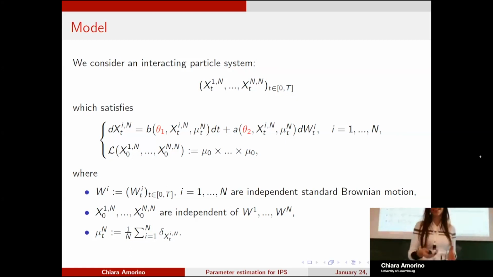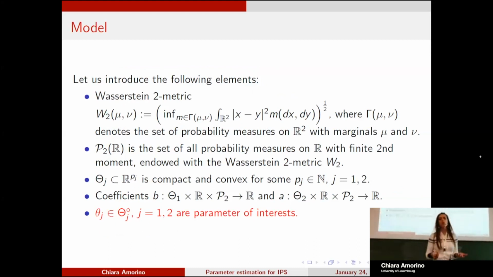Also, we have to understand how to work with this measure, and so I have to give a bit of notation. In particular, I have to introduce this Wasserstein-2 metric we are going to work on to give the distance between the two measures. And here, again, what's important to say is that we have these coefficients, b and a, the drift and the diffusion coefficients, which are really general. We are going to see that this is basically the main novelty compared to the previous literature, which is the fact that both the coefficients depend on some parameters we want to estimate, depend on the process, and depend on the empirical measure too.